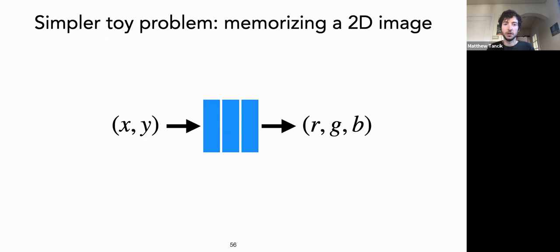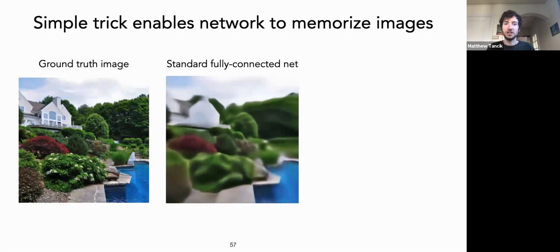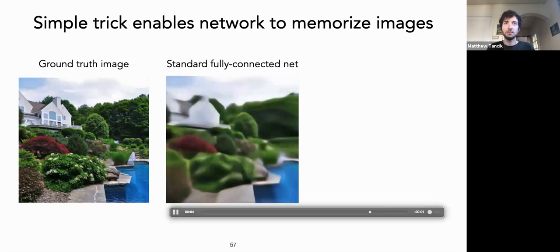However, when you train this, you end up getting these images that are not particularly sharp. And this is kind of surprising because at least in this case, the network has 8 times as many parameters as the image has pixels. So that's a little bit disappointing.